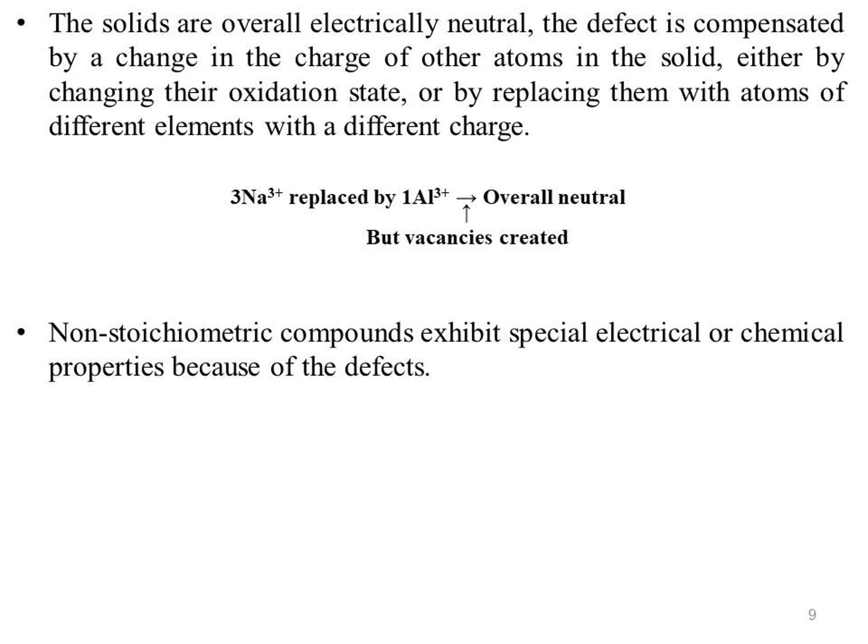Non-stoichiometric compounds exhibit special electrical or chemical properties because of the defects. For example, when atoms are missing, the other atoms can move through the solid more rapidly. Non-stoichiometric compounds have applications in ceramics, superconductive materials, and in electrochemical system design like batteries.